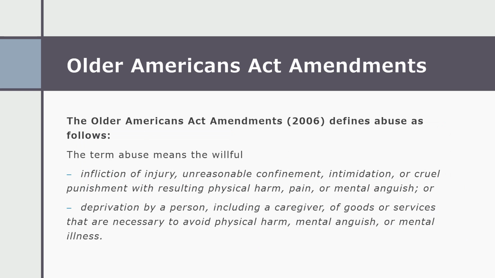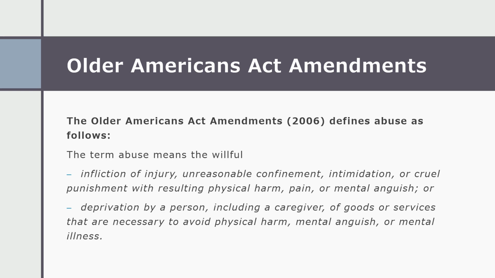There is a piece of legislation that you should know, and that is the Older Americans Act Amendment from 2006. It defines elder abuse in terms of willful infliction of injury, unreasonable confinement, intimidation, or cruel punishment with the result of physical harm, pain, or mental anguish, or deprivation by a person, including a caregiver, of goods or services that are necessary to avoid physical harm, mental anguish, or mental illness. You will see this is very similar to the legal definitions we have talked about with child abuse and intimate partner abuse, but you will really see it being parallel to child abuse.